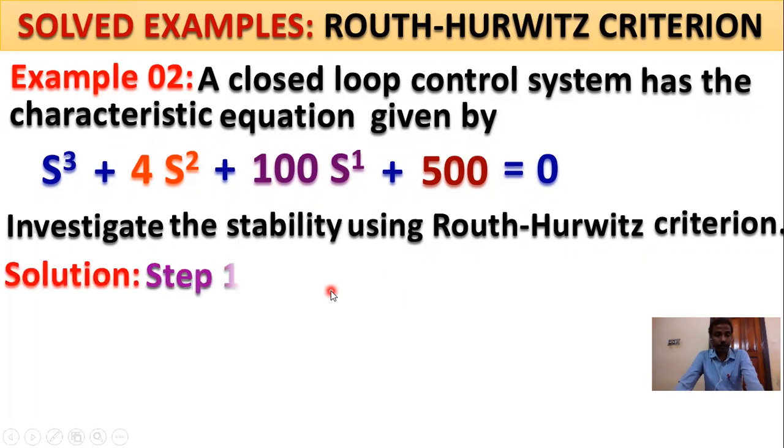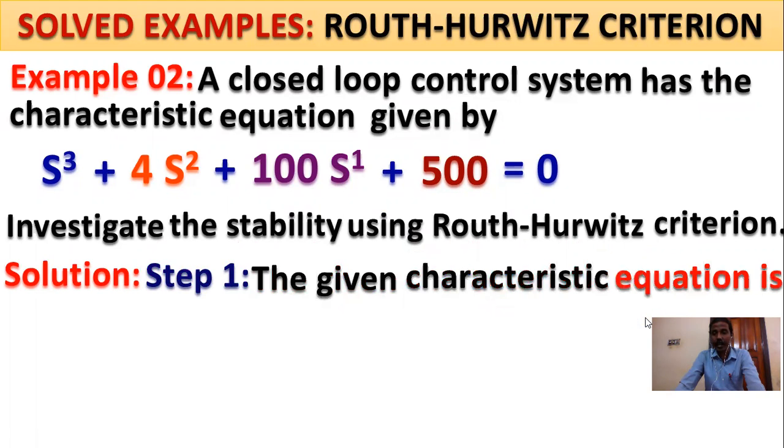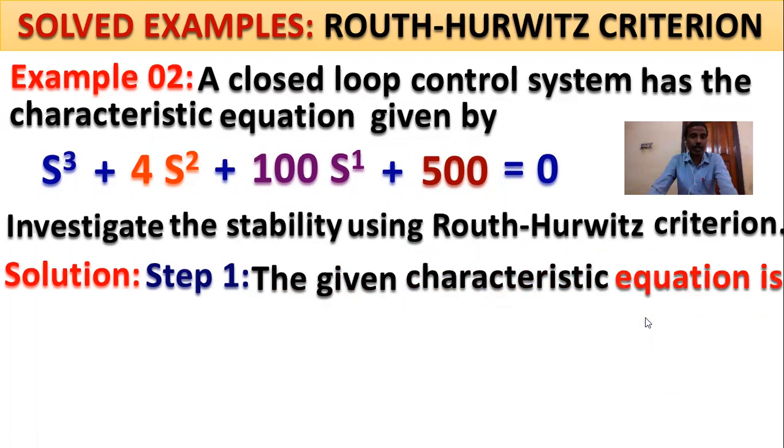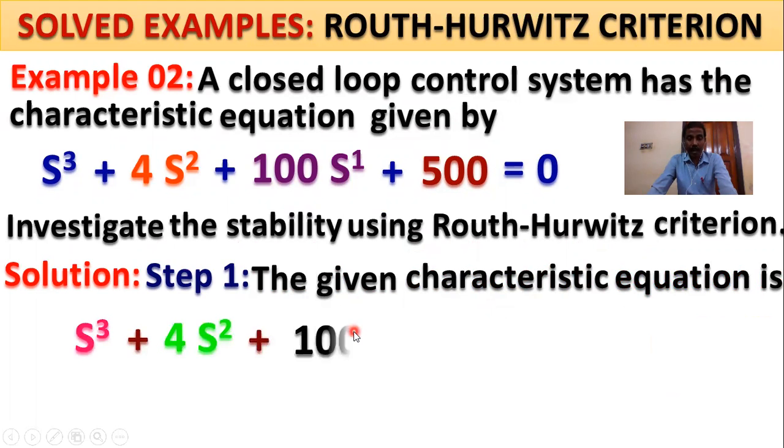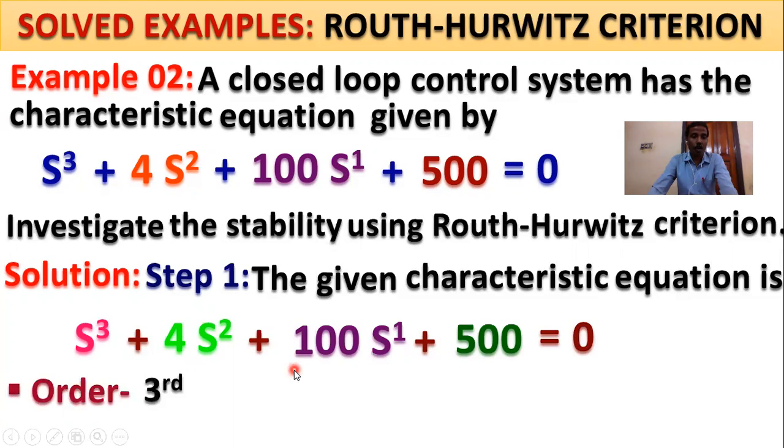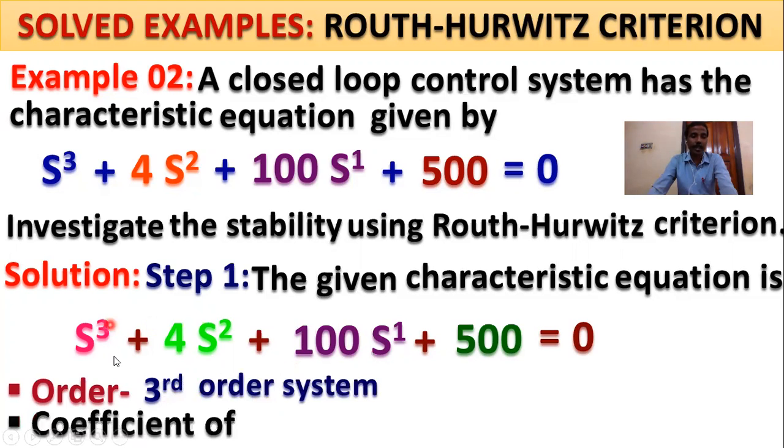Then solution. Step 1. The given characteristics equation is, what is the characteristics equation? S cube plus 4s square plus 100s to the power 1 plus 500 equals to 0. This is the characteristics equation, and order of the system equals to 3. So this is the third order system because s cube, and coefficient of s cube. What is the coefficient of s cube? S cube coefficient equals to 1.